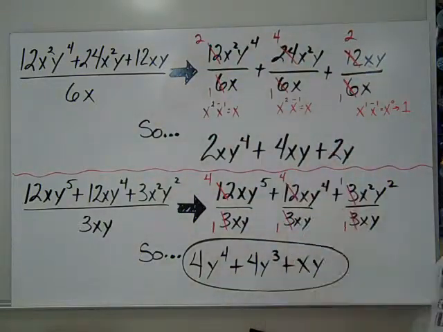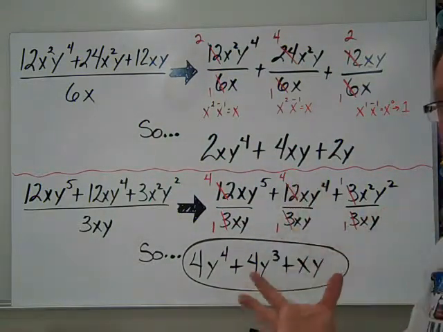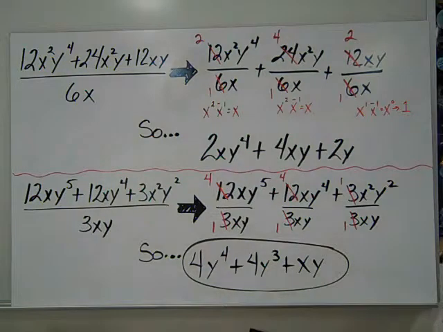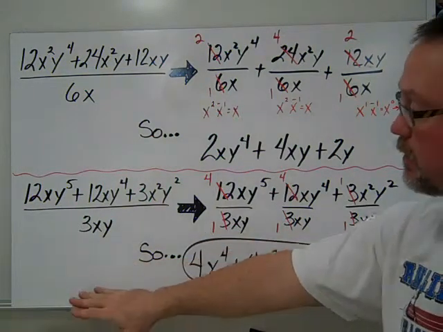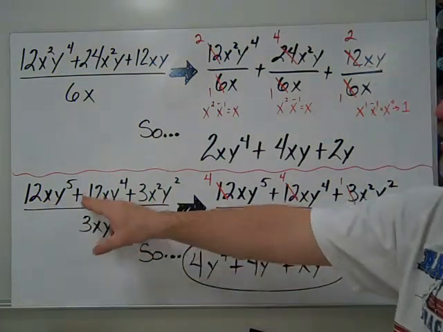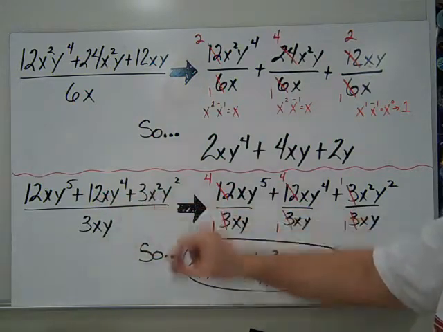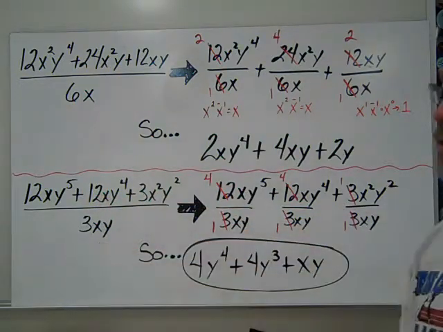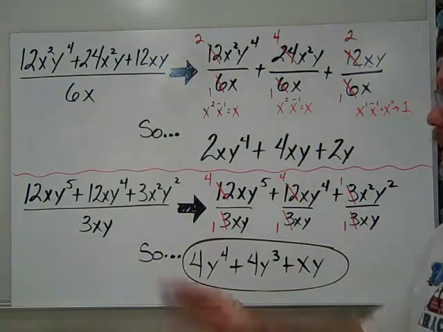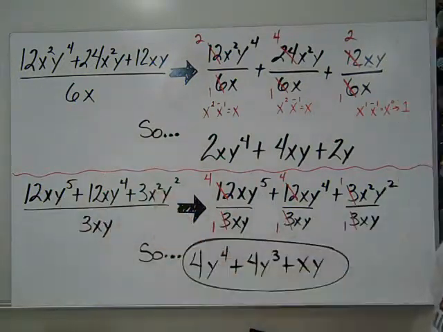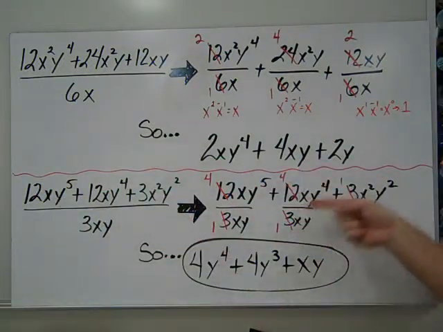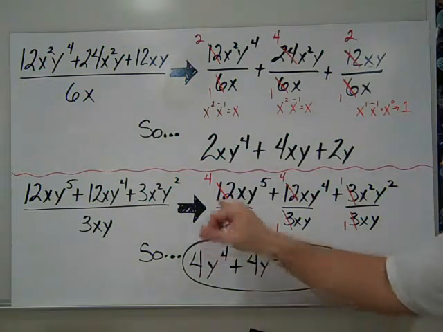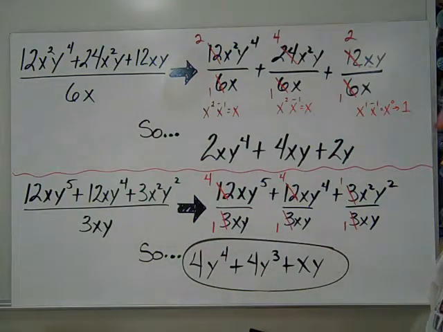So again, a lot of things going on in the problem. Break it up. Make it simple for yourself. Our last example on this one, 12xy to the 5th, 12xy to the 4th, 3x squared y squared, and it's all divided by 3xy. So again, break it into 3 parts. Here, here, and here. So again, we're canceling the 3 into the 12, leaves us with 4.